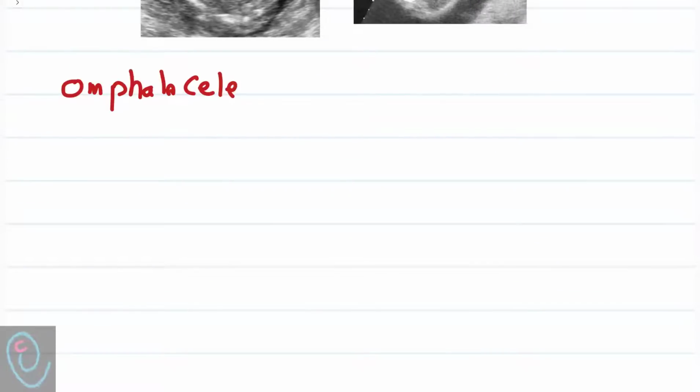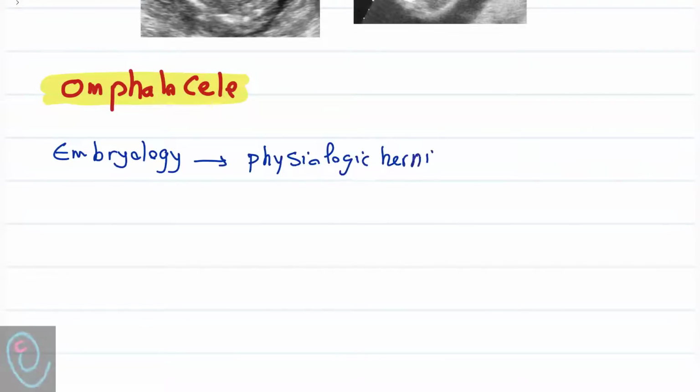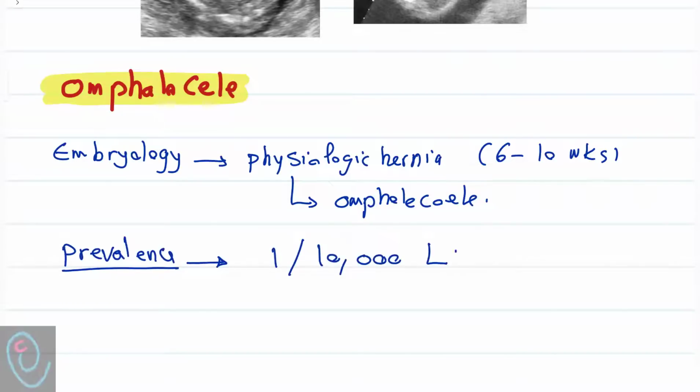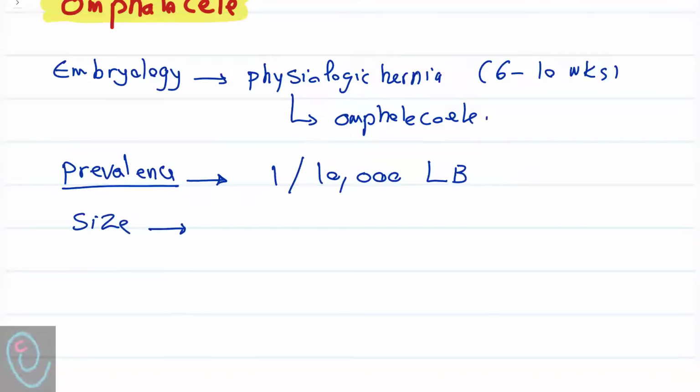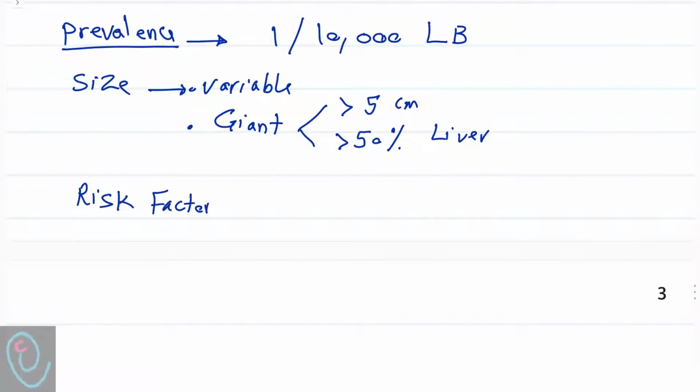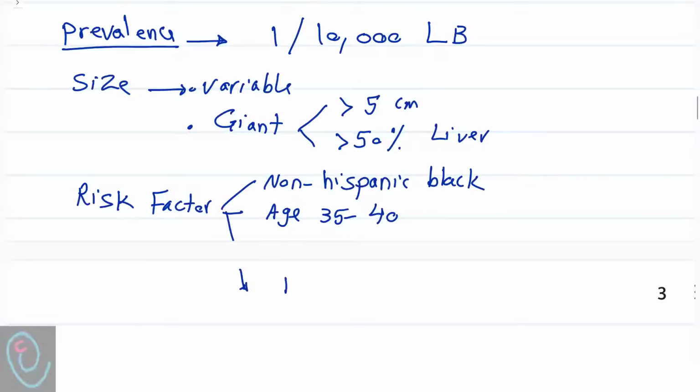Now let's discuss some more information about omphalocele. Regarding embryology, physiological herniation of the fetal gut occurs from 6 to 10 weeks gestation, and failure of the bowel loops to return to the abdominal cavity after this process is considered the embryological basis of omphalocele. Prevalence is 1 in 10,000 live births. Size is variable, and it is considered giant if the size is more than 5 cm or more than 50% of the liver is included. Risk factors include non-Hispanic Black ethnicity, maternal age 35 to 40 years, twins, and male fetus.